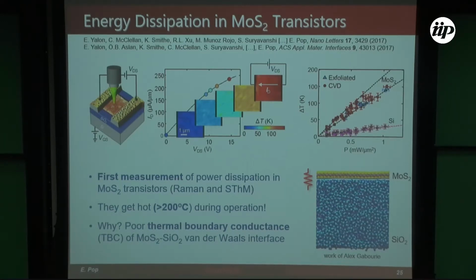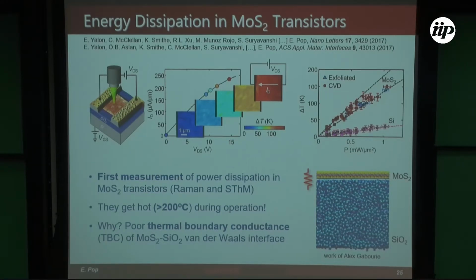earlier that van der Waals bonds are great for 3D integration. They're not that great thermally, it turns out. So if you have a monolayer material stuck with van der Waals bonds to whatever the substrate is, in this case SiO2, this is a very, very thermally resistive interface because it's a very weak coupling for the phonons to couple across that interface, right? And so that's actually bad news, right?